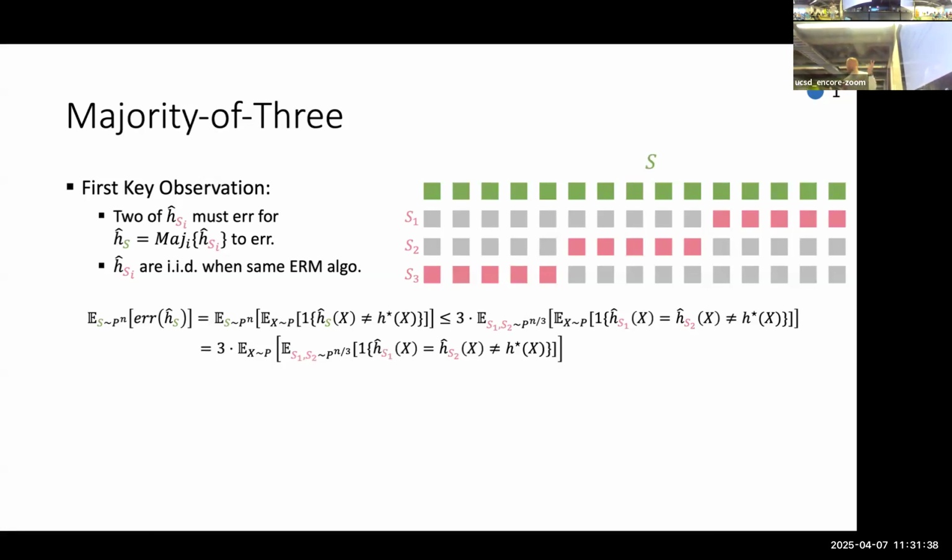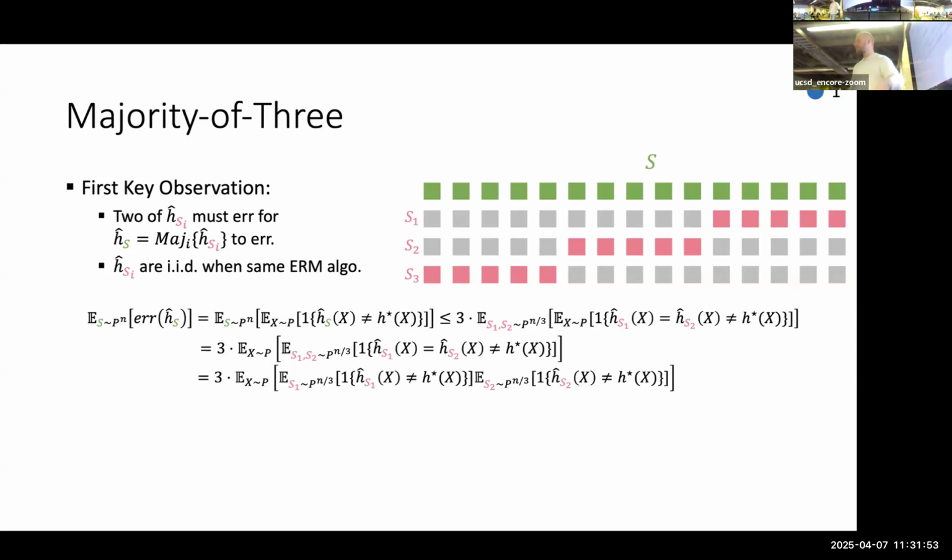Then we flip the order of expectation. We move the expectation over X out and the expectation over S1 and S2 in. Again, we're using that these are independent, so I can write the indicator that they're both wrong as a product of two indicators: the first is wrong, the second is wrong. By independence, the expectation of this product splits into the product of the expectations. And again, by IID, these two expectations are the same: the probability over S1 that you're wrong on X, and the probability over S2 that you're wrong on X, is the same probability. So you just get the probability over S1 that you're wrong, squared.